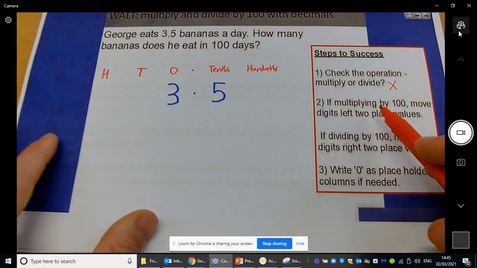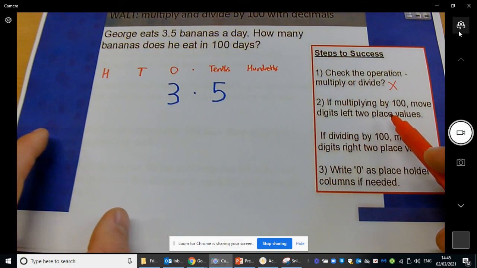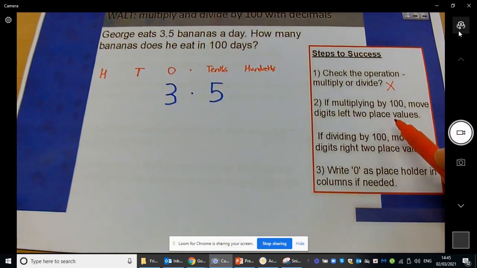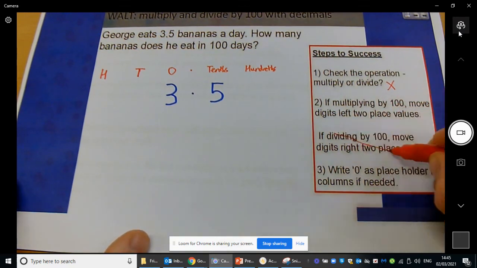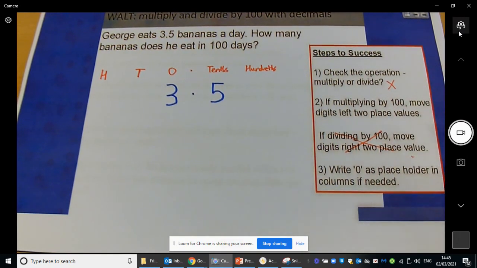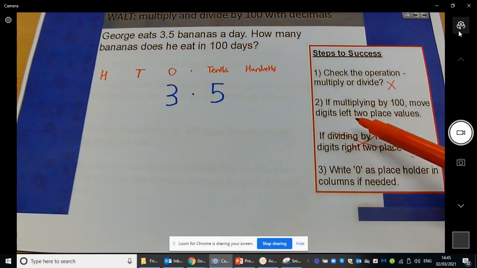Step 2. If multiplying by 100, move the digits left 2 places. Are we multiplying by 100? Yes, we are. So what I'd like you to do again is just pause the video and can you do just this next step, please? If you're multiplying by 100, move the digits left 2 place values. So give that a go now and come back once you've done that.